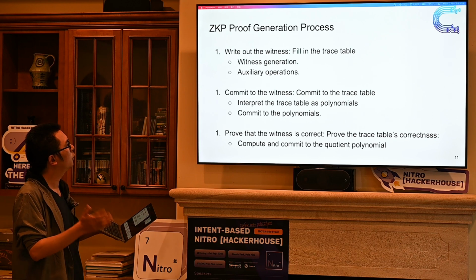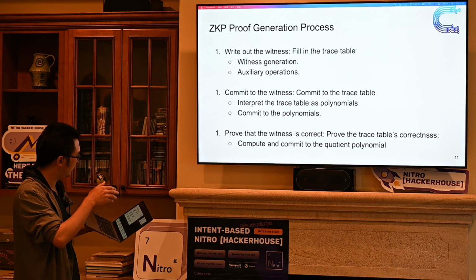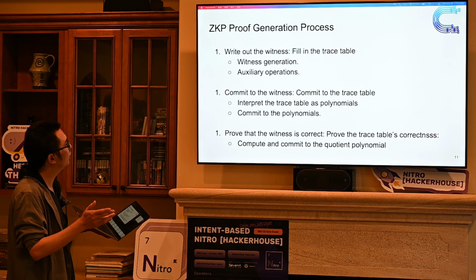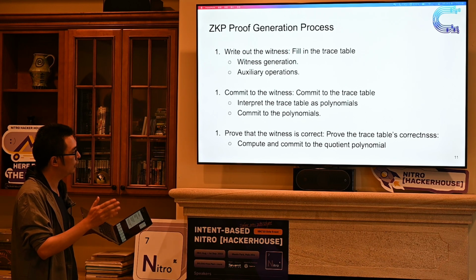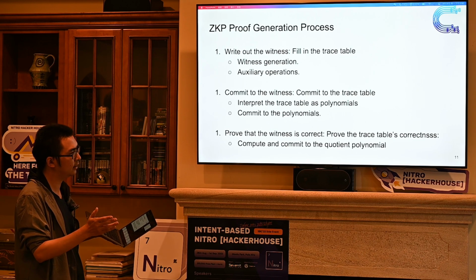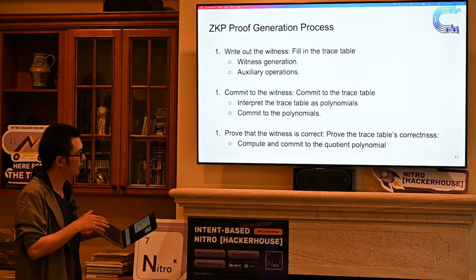So the first part: let's look at the general ZKP proof process. Although this summarization is pretty rough, sorry for that. In general, you first write out your witness, and then you commit the witness. When you commit the witness, you see it as a polynomial, and then you perform some kind of polynomial commitment, and finally you prove that the witness is correct.